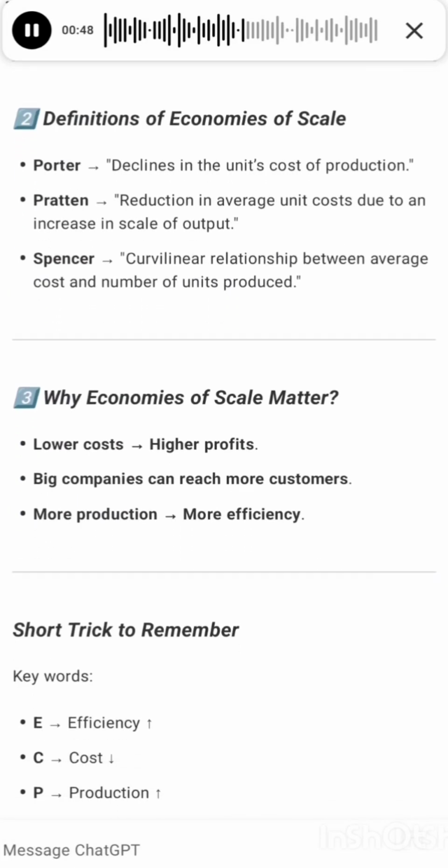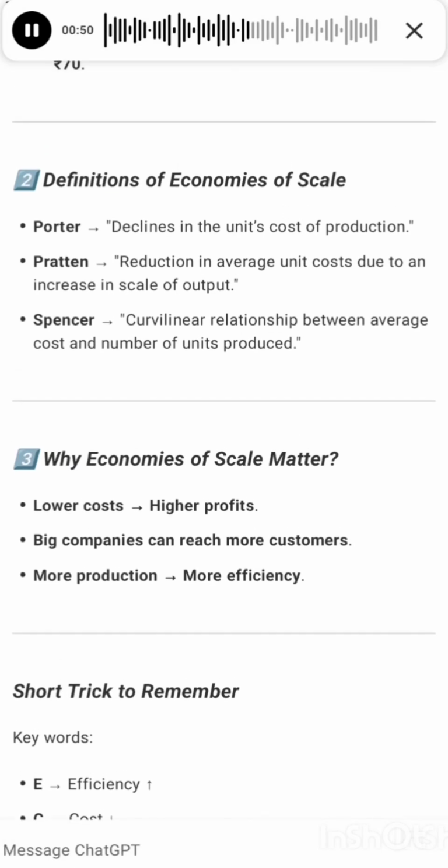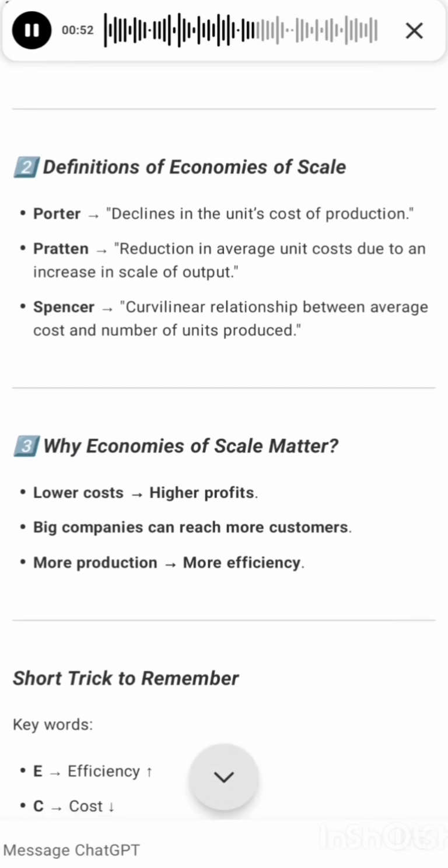2. Definitions of economies of scale. Porter, declines in the unit's cost of production. Reduction in average unit costs due to an increase in scale of output. Spencer, curvilinear relationship between average cost and number of units produced.